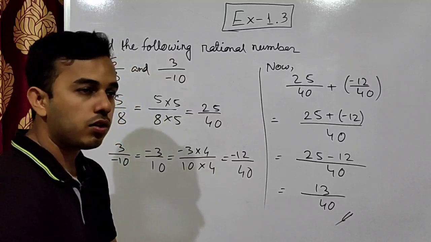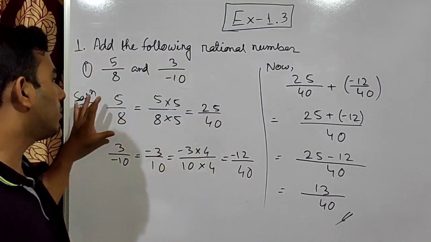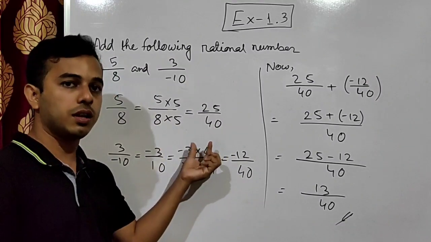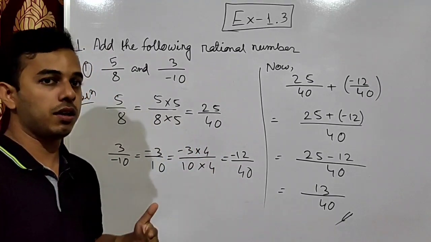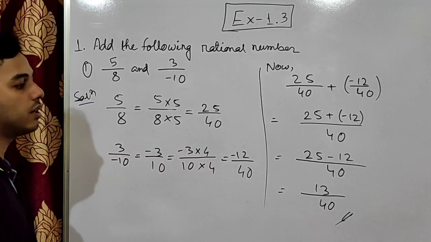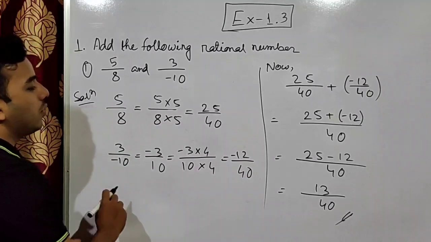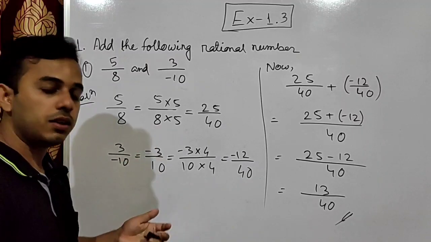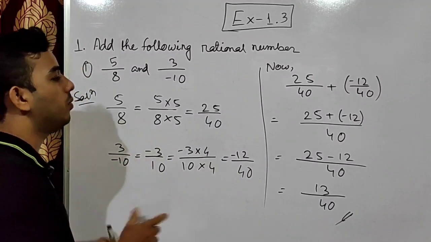This is one way. Okay. The only thing is that we made their denominators the same in this case. Now another way is like this. We need not write these two steps. We will directly find their LCM. Let us see how.